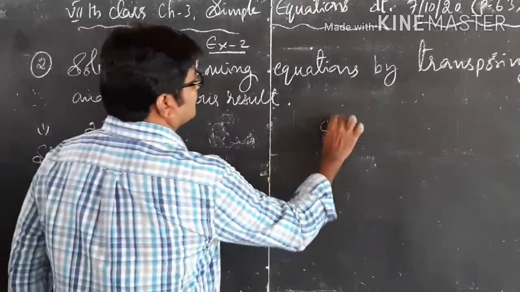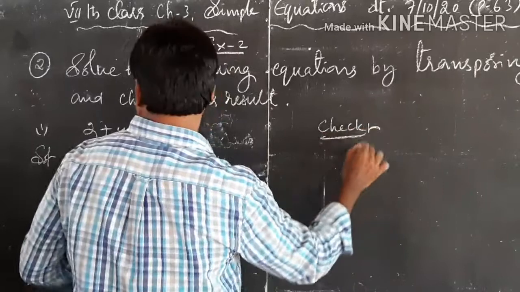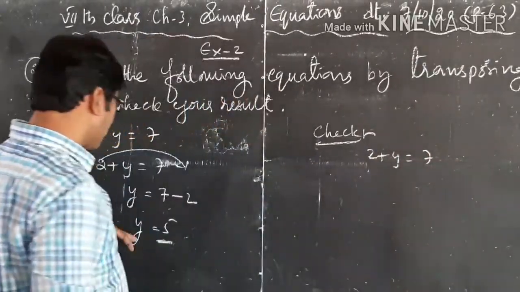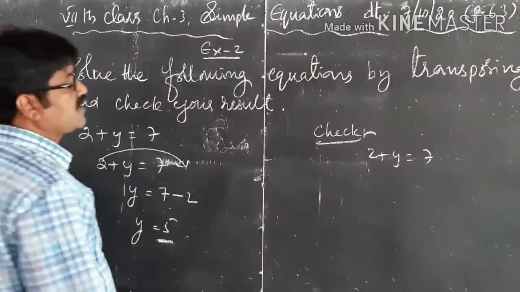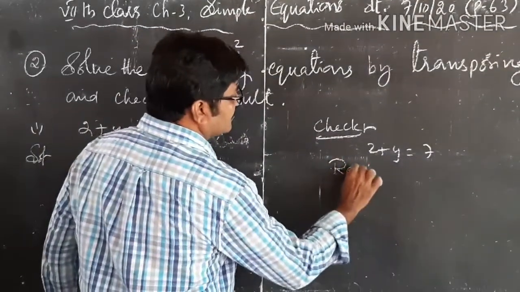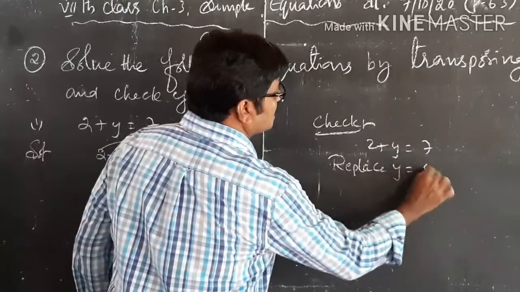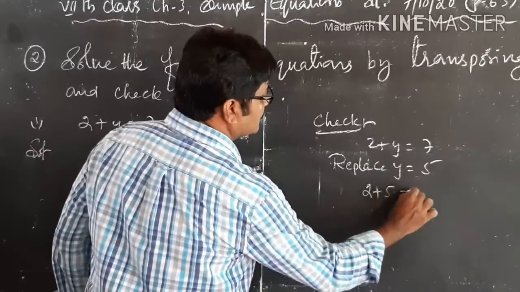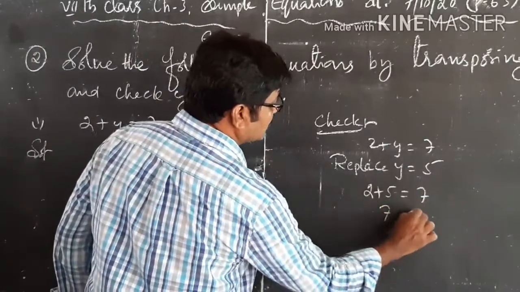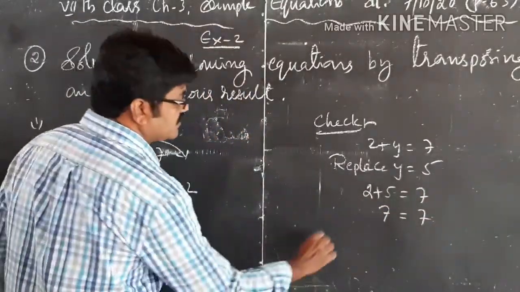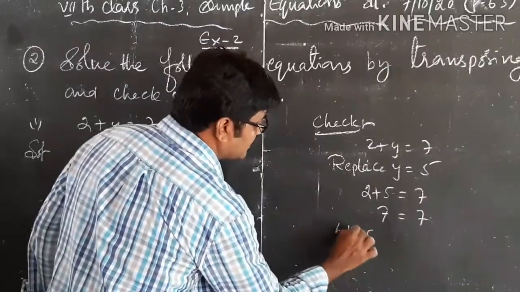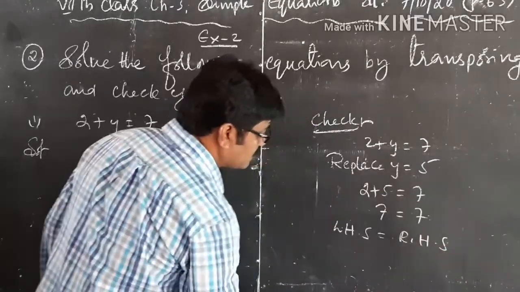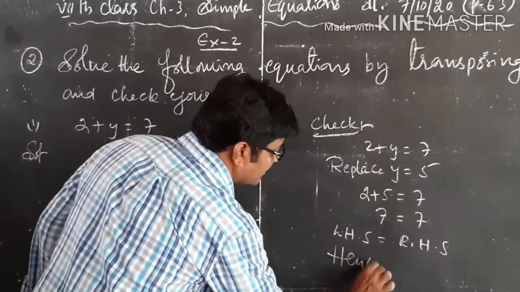Check. 2 plus y is equal to 7. Replace y with 5. In place of y, you have to write 5. 2 plus 5 is equal to 7. 2 plus 5 how much? 7 is equal to 7. LHS means left hand side is equal to right hand side. Hence verified.